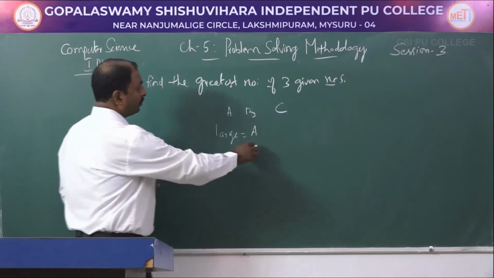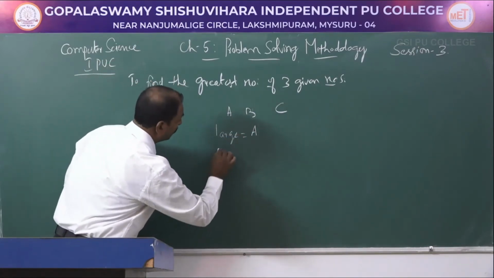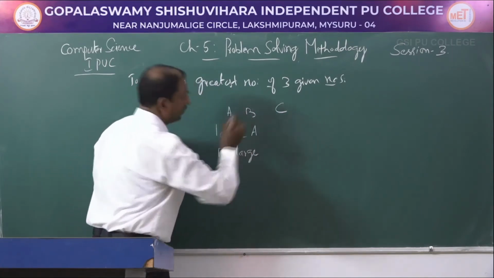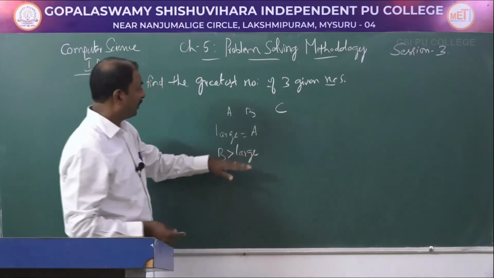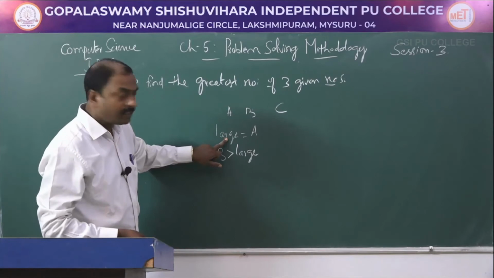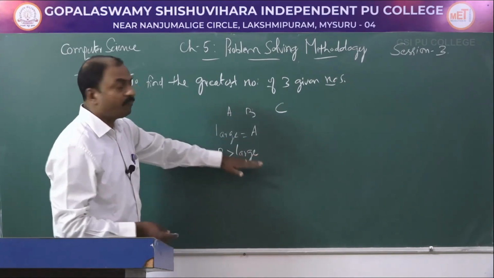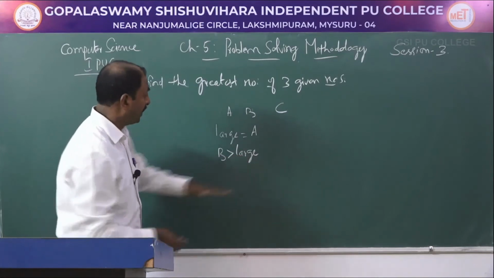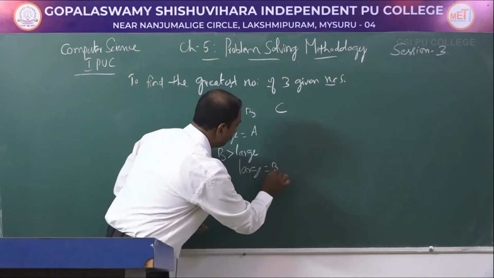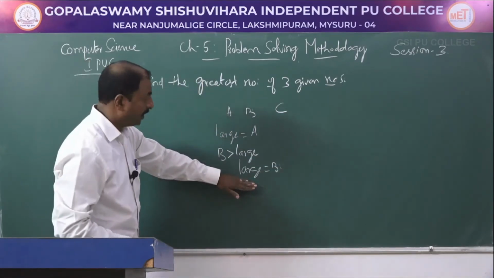So once we assume that large number is A, the next step is to compare whether B is greater than large. This is the logic here. So I am comparing B with the large number. At this stage, large number is A. I am comparing whether B is greater than A. If it is true, if B is greater than A, then we have to say that large equals B. At this stage, large value equals B.